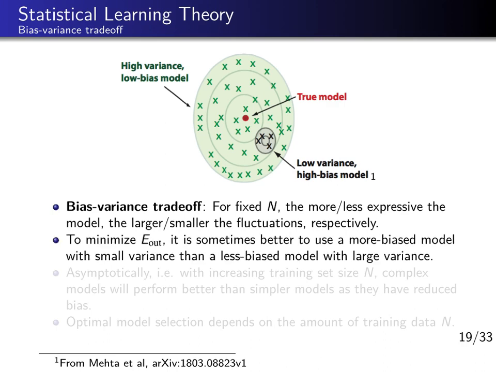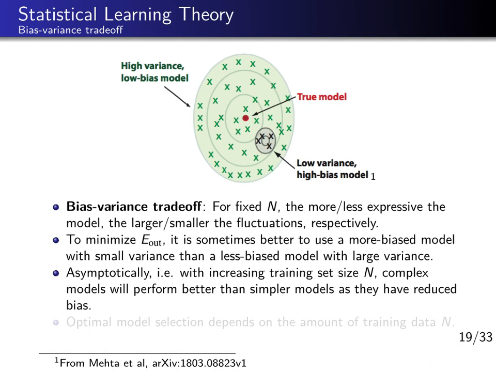Because of this trade-off, and because we are interested in minimizing the average prediction error, or the average E out, it is sometimes better to accept a more biased model that has a small variance over a less biased model with a large variance. And that means, especially when we don't have so much training data, so for small values of n, it is often better to use a smaller or less expressive model that has some bias, but that doesn't scatter so much.